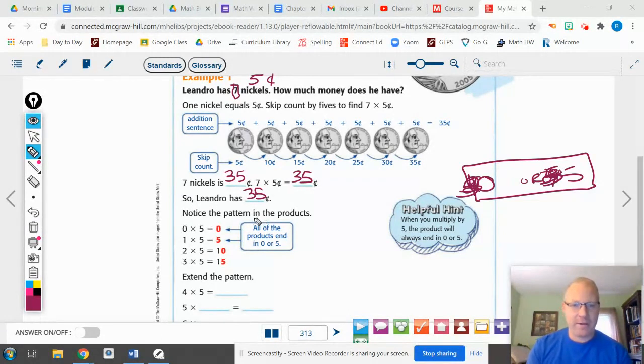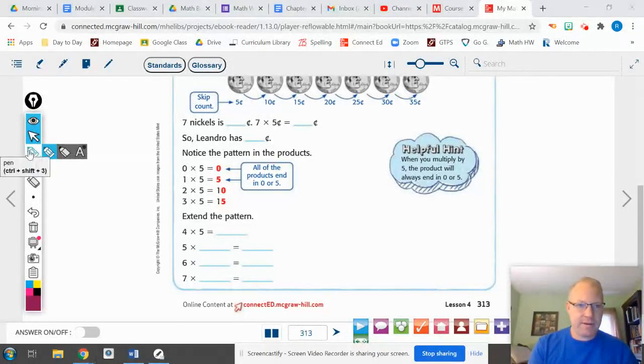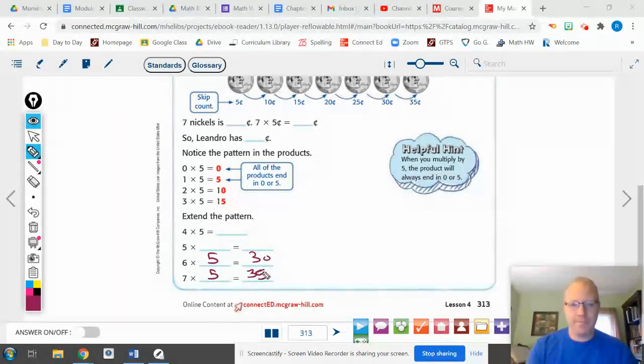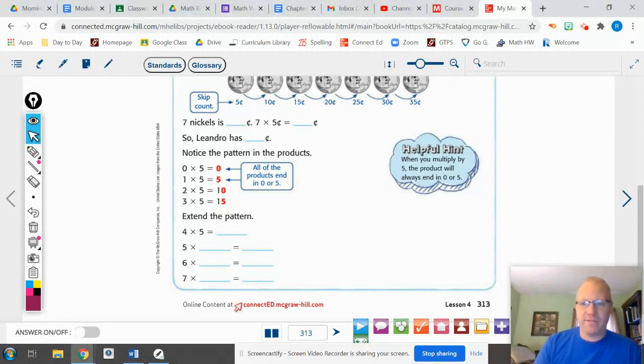Let's move on. Notice the patterns in the products: 0, 5, 0, 5. Extend the pattern: 4 times 5. So 4 times 5: 5, 10, 15, 20. So we have 20. Next, extend it further: 5 times 5, 25. Now I've got to delete and move down. We're extending the pattern further: 6 times 5, 30. 7 times 5, 35. And so forth. Understand that the pattern will continue on and on forever with a 0 and a 5, 0 and a 5.